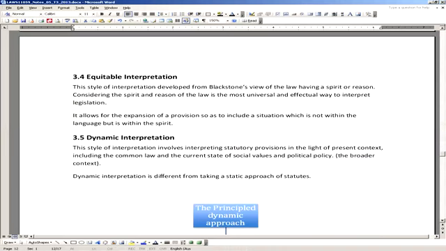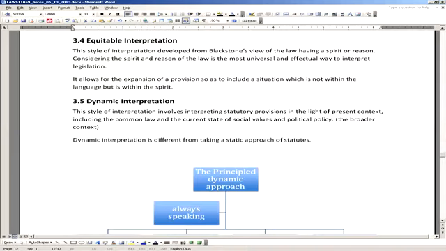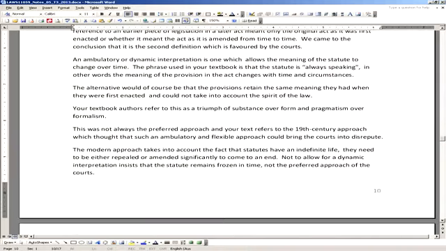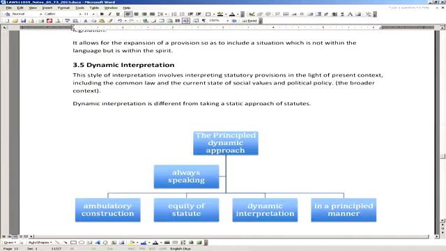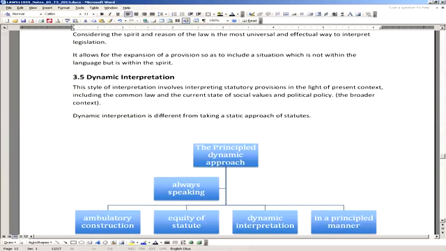If it is an interpretation which leads to complete and utter unfairness, inequity, then a lot of people would say that's completely contrary to the spirit of Parliament or the spirit of the legislature. We've already been speaking about dynamic interpretation up here. This one down here is slightly different because what it's saying is that the dynamic interpretation can take into account potentially social values and political policy, the broader context.